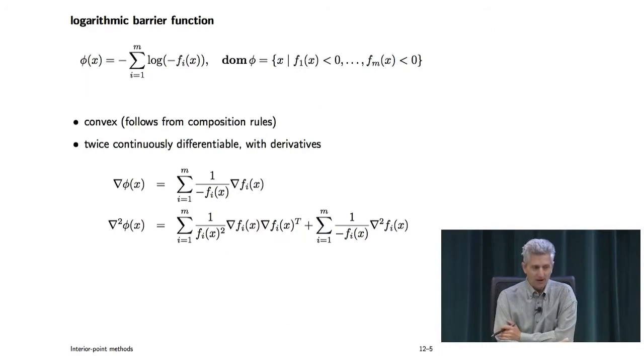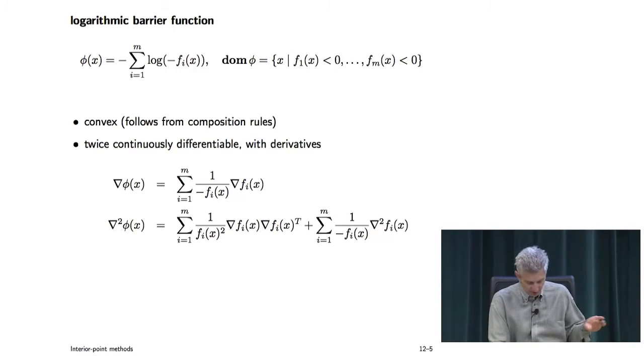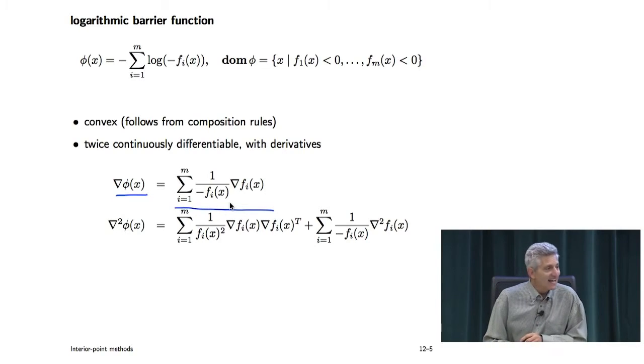All right, so let's look at the log barrier function. Well, it's convex, so we know that. And its derivatives, let's work out what these are. So the gradient of minus log minus f is this thing. And remember, fi of x is negative, so this is positive. Whenever you see minus fi of x, it's a positive number. So this says that the gradient of the log barrier is a positive scaled sum of the gradients of the functions. Remember that. It's going to come up.